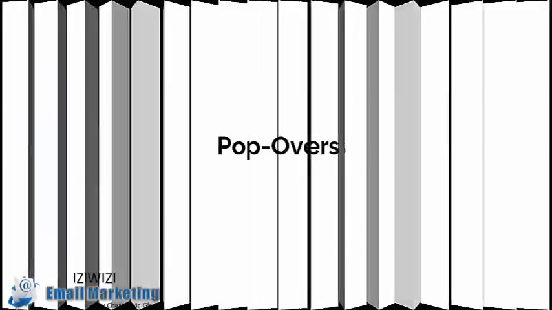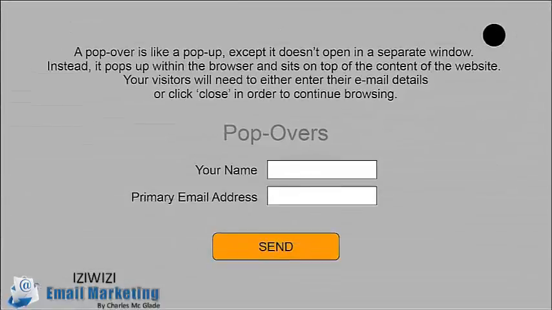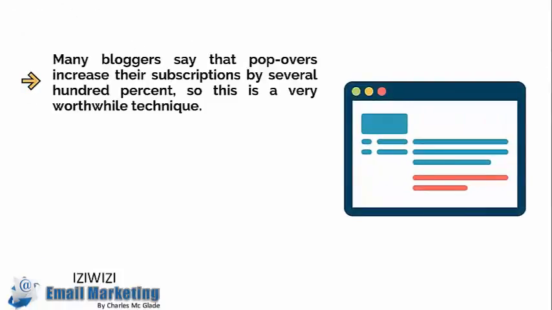And one more tool to make sure that your audience definitely sees your opt-in form and engages with it is the use of a popover. A popover is like a pop-up, except it doesn't open in a separate window. Instead, it pops up within the browser and sits on top of the content of the website. Your visitors will then need to either enter their email or click close in order to continue browsing. Many bloggers say that popovers increase their subscriptions by several 100%, so this is a very worthwhile technique.